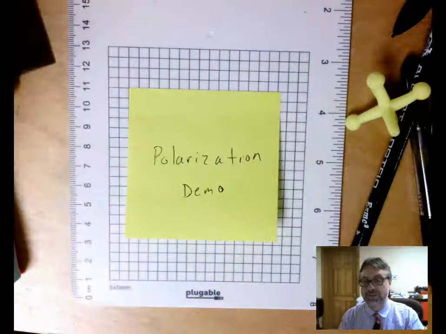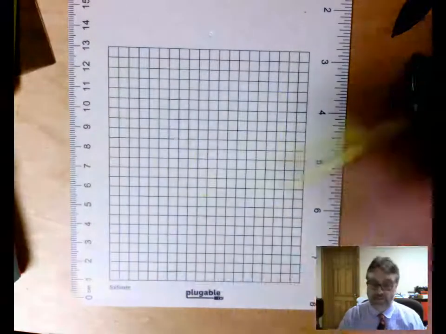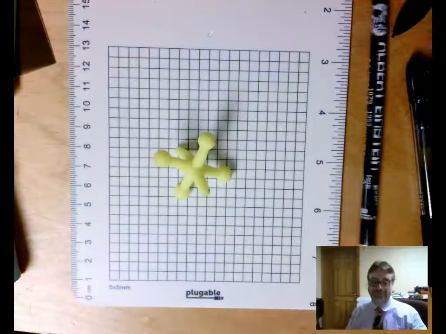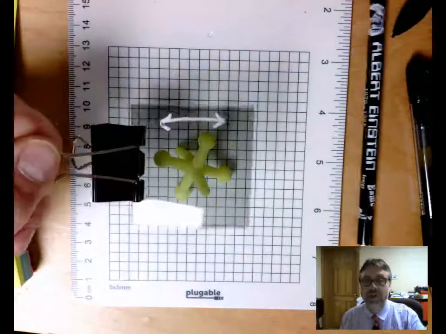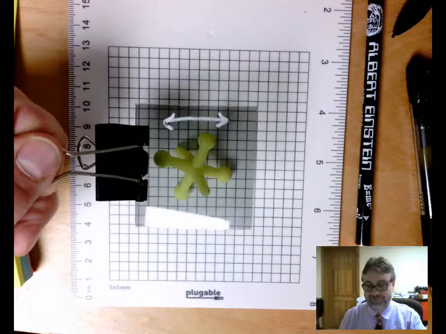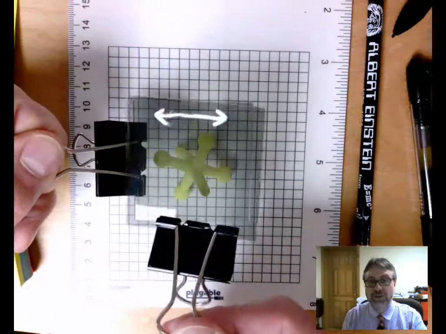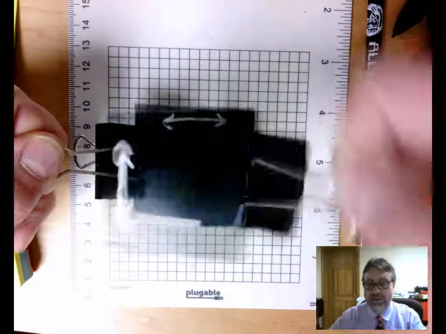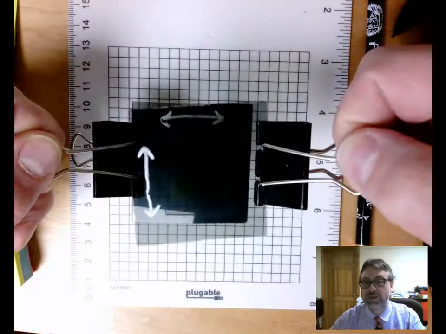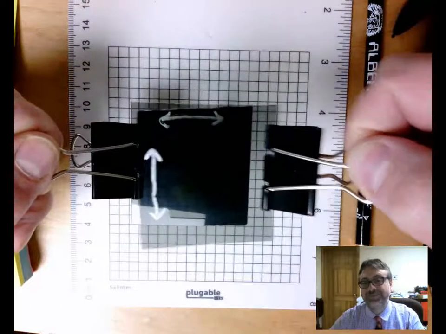I'll demonstrate it with this little toy jack that I borrowed from our cat. There you go. Again, with one filter I can see the jack. If this filter's in the right direction, I can still see the jack. If I rotate it, the image is blocked. No light will come through.